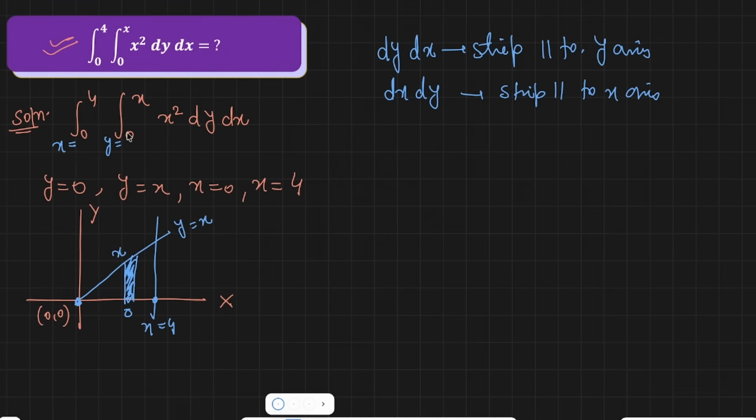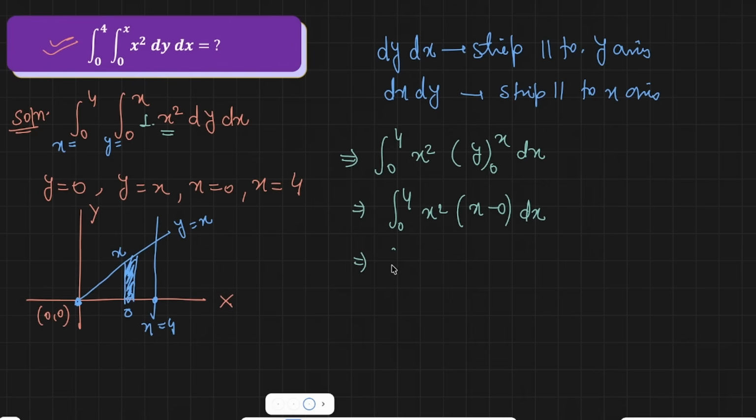Now this is just the geometrical aspect of this. But how to solve this integral? That is the same procedure which you were using for constant limits. First you integrate with respect to y, so x square will be constant. So from 0 to 4 it will be outside, because I am integrating with respect to y. I take x square outside, and the integration of 1 will be y, because there is no other y term, so I consider it as 1, from 0 to x, dx. Now this is 0 to 4 x square, putting the upper limit x minus 0, dx. So it is 0 to 4 x cube dx.